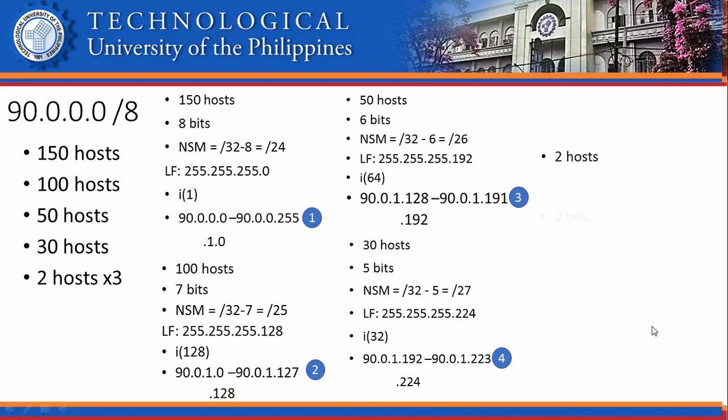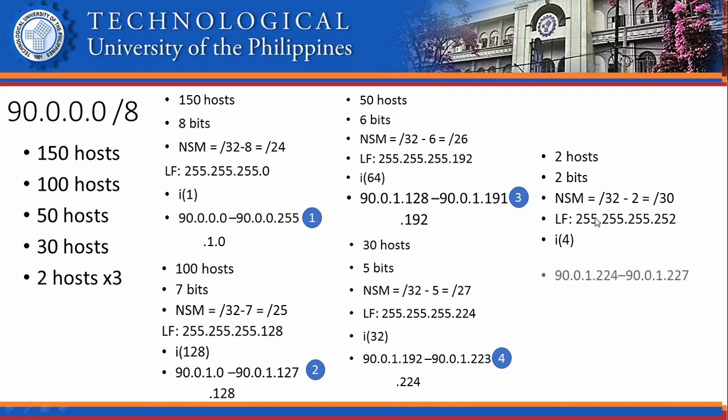For our 2 hosts, we have 2 bits. And for our new subnet mask, we have 32 minus 2 is equals to /30. Okay? So, long format niya is 255.255.255.252. Okay? So, ano ang increment niyan? We have increment of 4. Okay? So, kunin na natin yung network range. So, from 90.0.1.224, kasi dun tayo natapos na. So, 224. No, ang magiging broadcast address natin is 0.227.